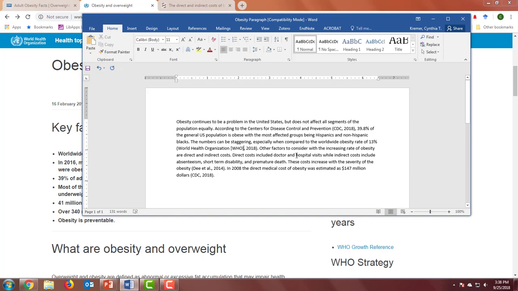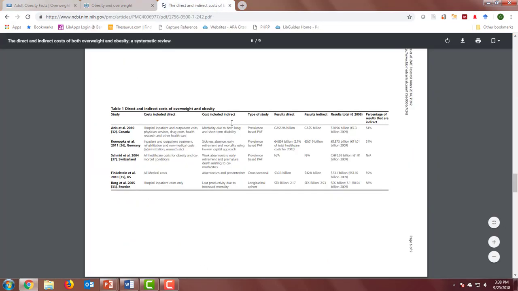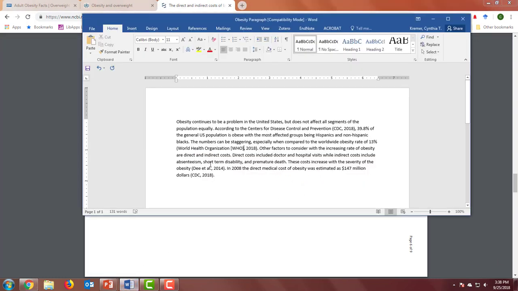Other factors to consider with the increasing rate of obesity are direct and indirect costs. Now I have a third idea, and I got that from this paper, the direct and indirect costs of both overweight and obesity, a systematic review. Direct costs include doctor and hospital visits, while indirect costs include absenteeism, short-term disability, and premature death. And these costs increase with the severity of the obesity. Those are some of the findings they had in that paper. And this was one of them where there were more than 6 authors, so it's the first author et al.